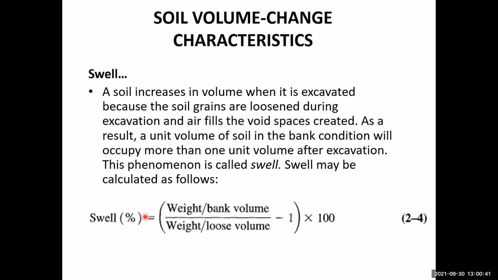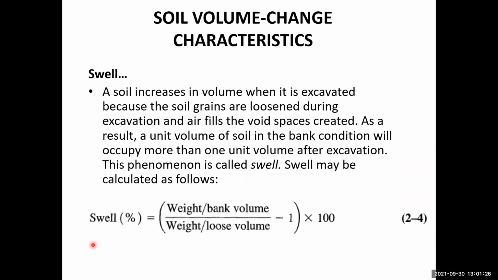Okay. Now let's talk about another property which is called the swell percentage. So swell percentage is the soil's increase in volume when it is excavated, because the soil grains are loosened during the excavation and air fills the void spaces created. So this is what I have just said: when the soil goes from the bank condition to the loose condition, the volume of the soil increases. As a result, a unit volume of the soil in the bank condition will occupy more than one unit volume after excavation. So this phenomenon is called the swell.